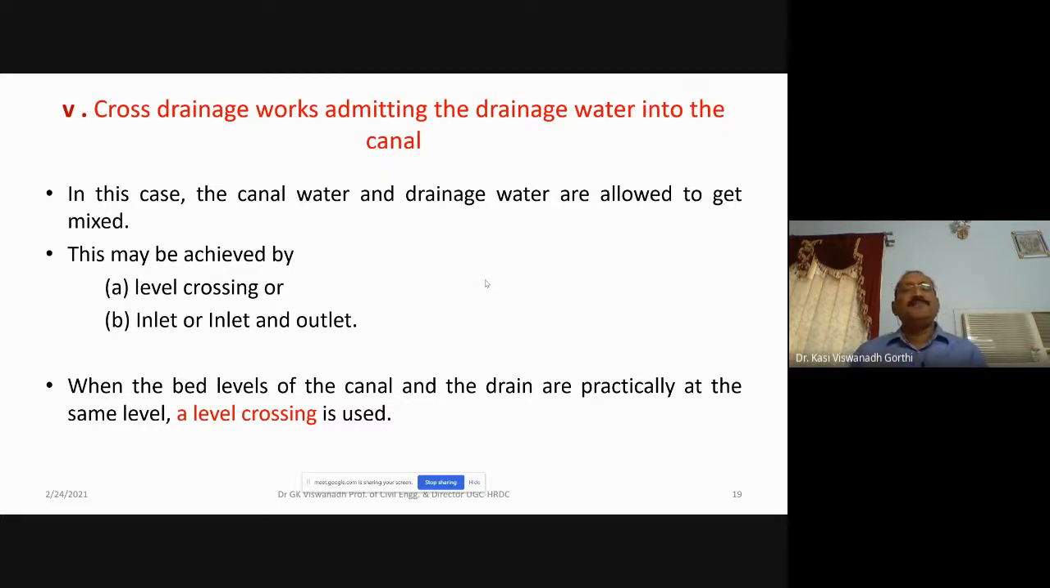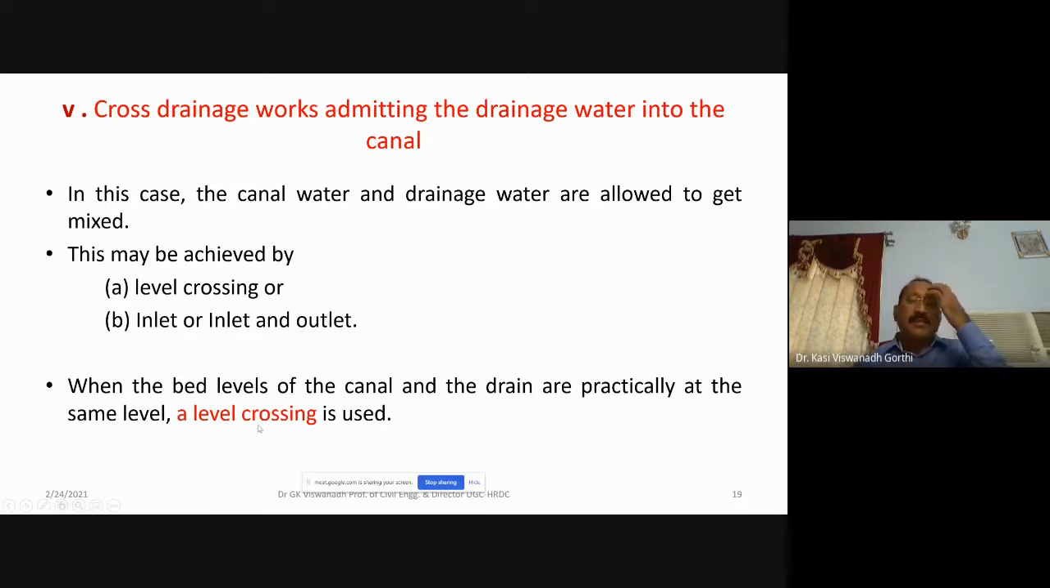But in this case, it is separate in the sense that the water which is flowing in the river is allowed to get mixed with the water which is flowing in the canal. So this may be achieved by providing a level crossing or inlet and outlet. Only inlet, or inlet and outlet as a combination.